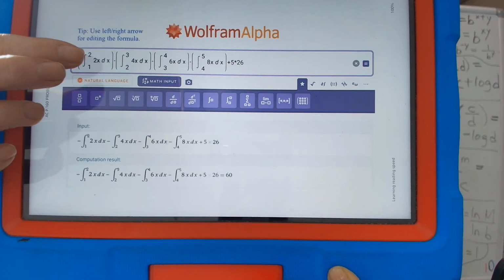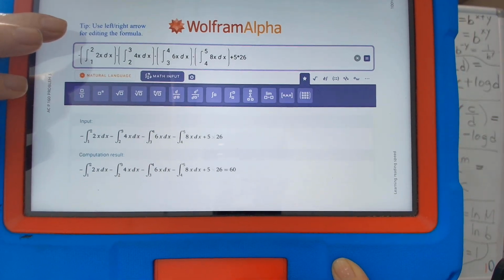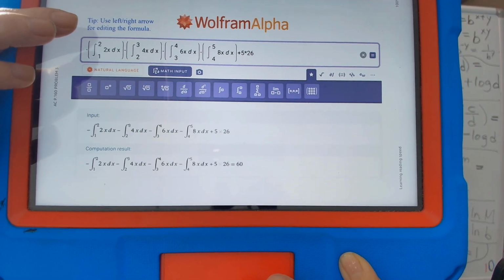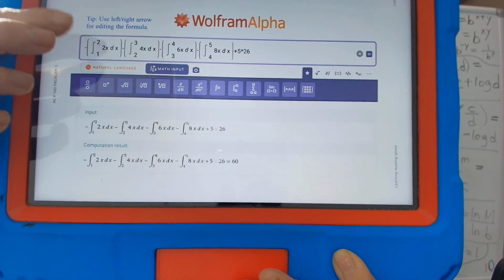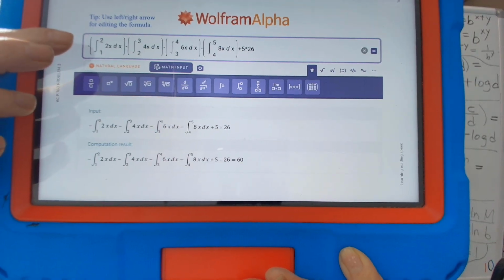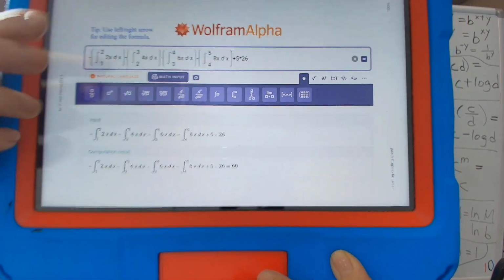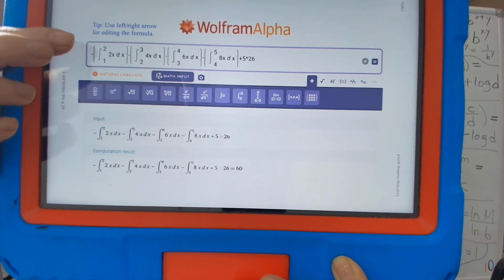Remember to type this in carefully. Sometimes it's hard to put your cursor in the right place, so if you need to edit the formula, consider using the left and right arrows. It helps me, because sometimes you want to click here and it wants to be over here or there, and the arrows seem to help.